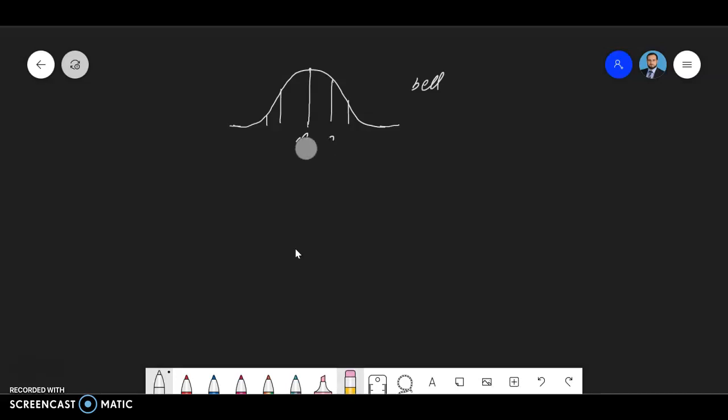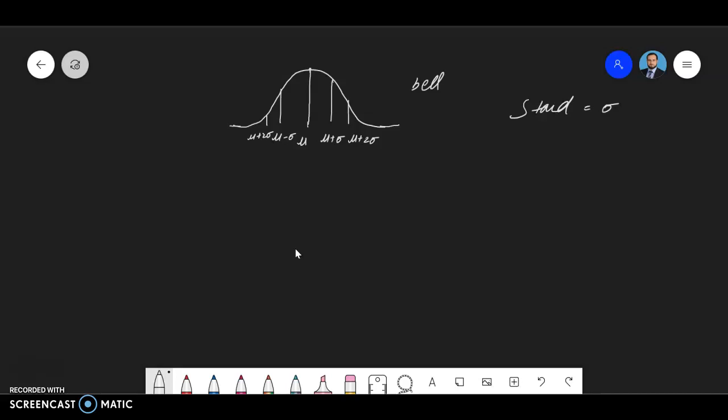So right now, for example, the mean is over here, so we can represent the mean with mu, and standard deviation as sigma. So here mu plus standard deviation, mu plus 2 standard deviations. Similarly, on this side, mu minus standard deviation and mu minus 2 standard deviations.